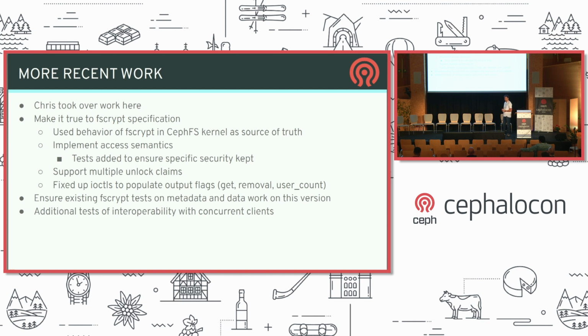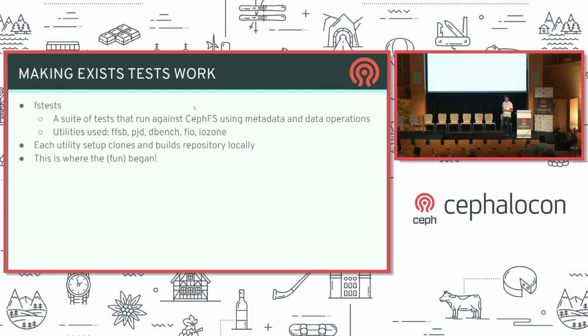Next, I looked at ensuring existing fscrypt tests that were already defined within our test suite for metadata and data work on this version, and then I added some on my own for interoperability with concurrent clients. So let's go through making the tests work, essentially validating the data and metadata path. We have a set of tests, FS tests, that we use to do that. Various utilities are used, such as FFSB, PJD, dbench, a long list of them.